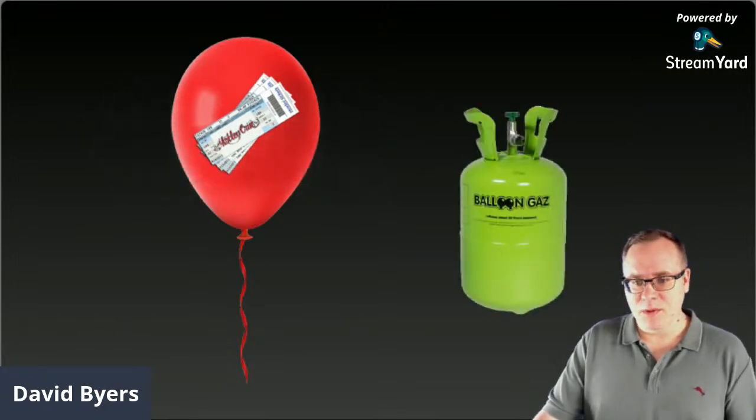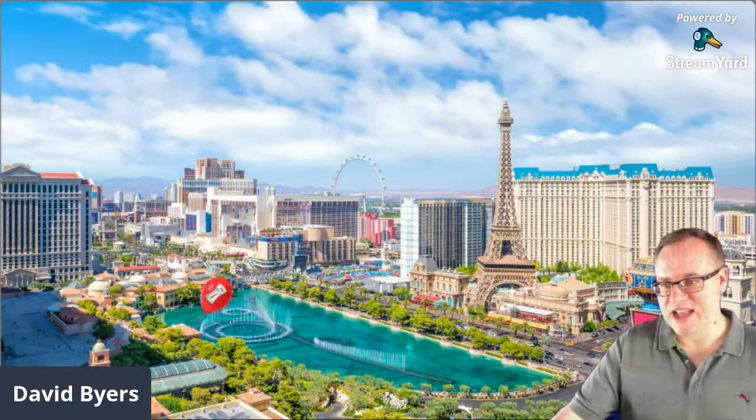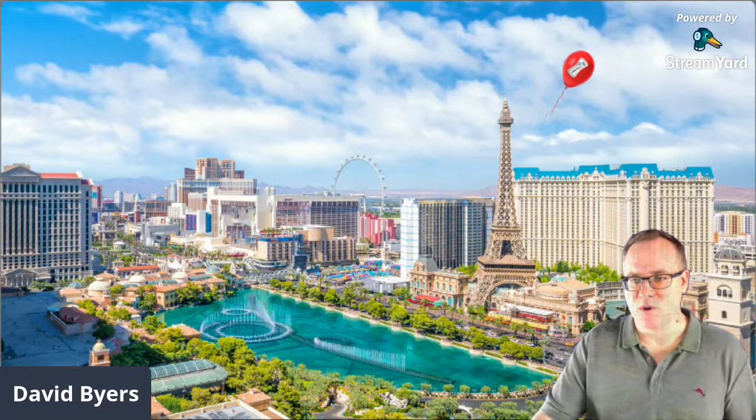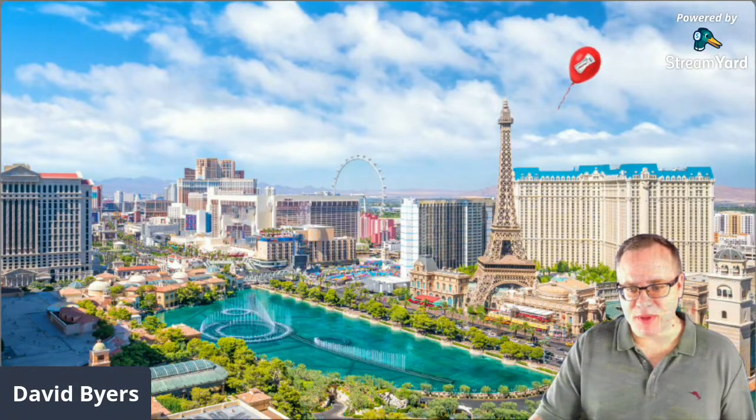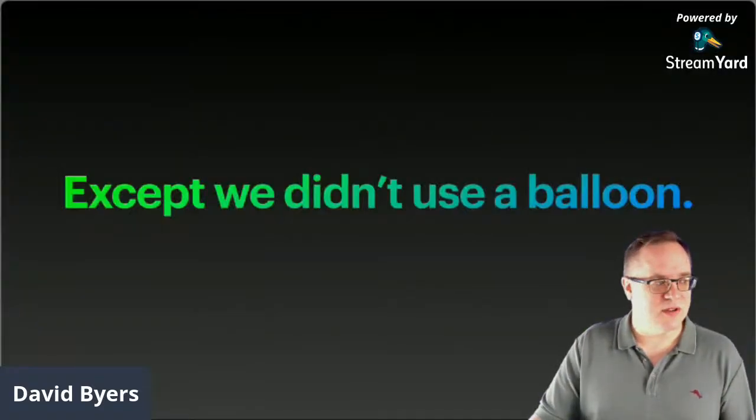So we came up with this idea where we were going to take a balloon and attach a coupon to the front of that balloon for these front row tickets. Then we were going to fill that balloon with gas, and we were going to let the balloon loose over the city of Las Vegas. Whoever brings us the coupon for the front row tickets from the balloon gets the front row tickets. Except we didn't use a balloon.